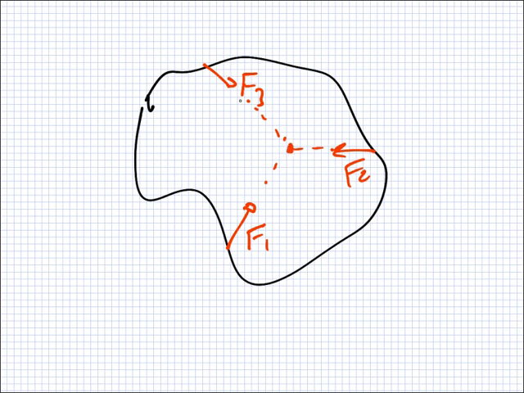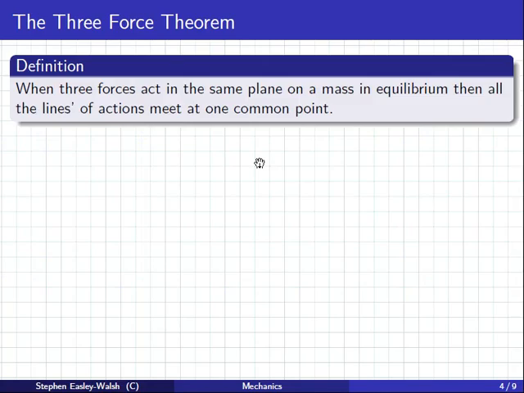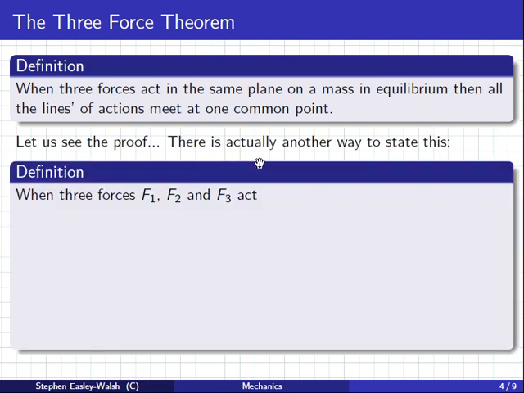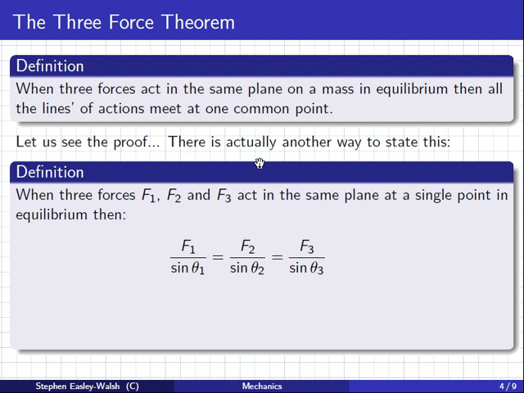Also what Lami said, which we'll see in a moment, is if I call this angle theta 1, if I call this angle here theta 3, and I call this angle here theta 2, then Lami also has given us a formula. We won't look at the proof. You can actually have this formula as a relationship between the forces and the angles.